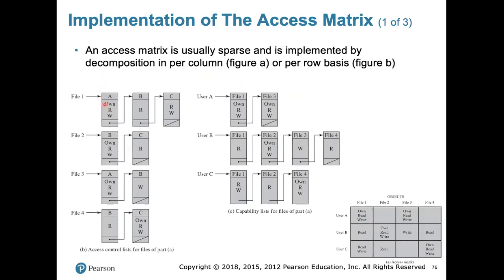We may implement a DAC access control using a linked list. Here we do it this way. We say file 1 is one of our objects, and this file 1 is supposed to be accessed by user A with the access rights of own, read, write. Also user B. Here is a linked list: the first data structure points to the second data structure.